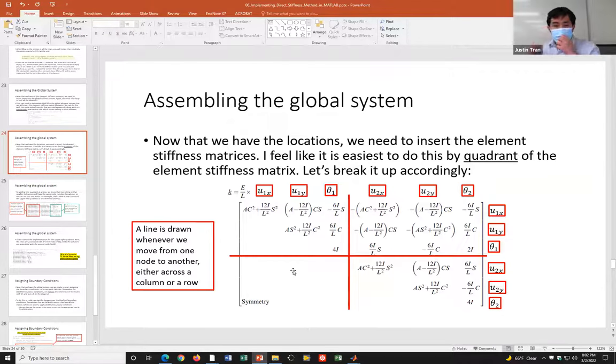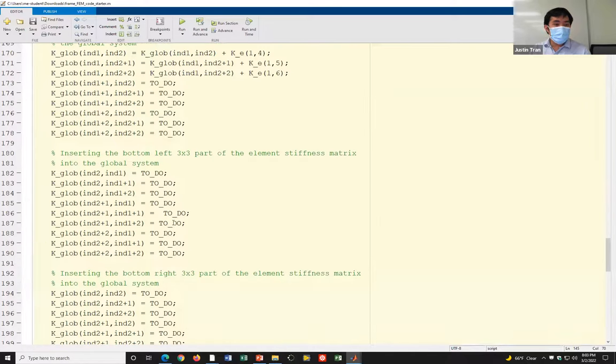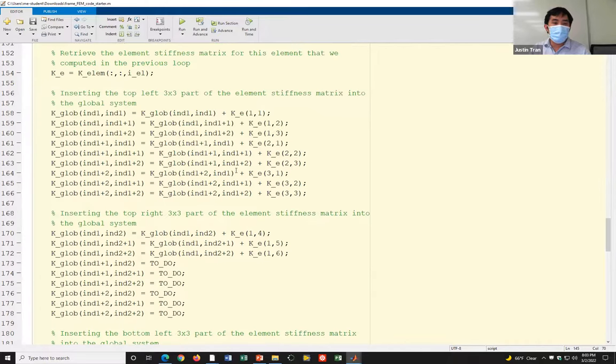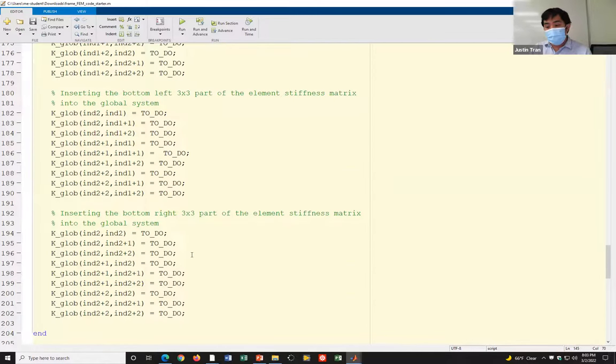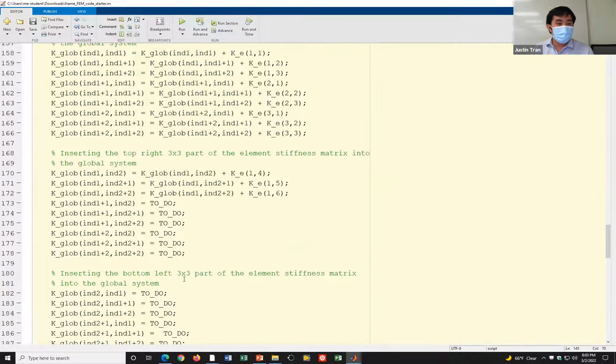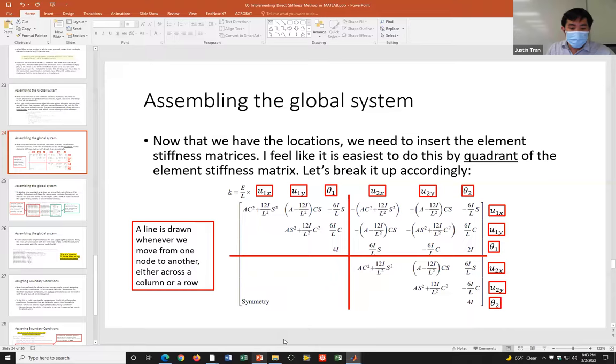And so let's use that structure in assembling our matrix. The way I've structured this code is quadrant by quadrant, because you can see here that there are four blocks of code. I filled in the first one for you and partially the second one, and I want you to fill in the third and the fourth one. So let's look at this first one first. This first one is for the top left quadrant, or the top left 3x3 part of the element stiffness matrix. And we're going to insert this into the global system.